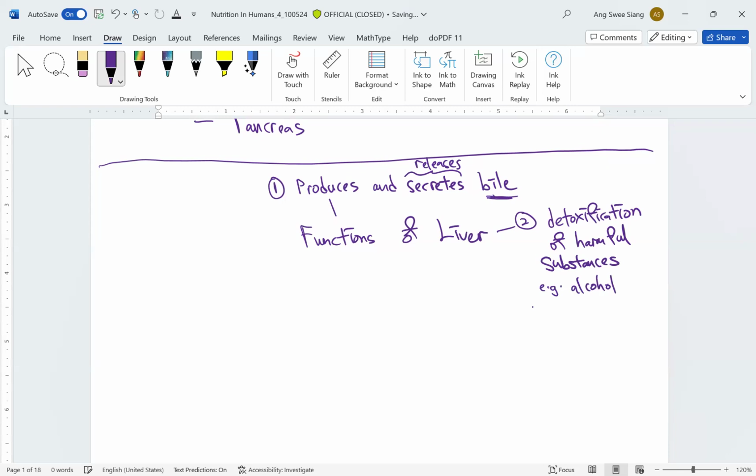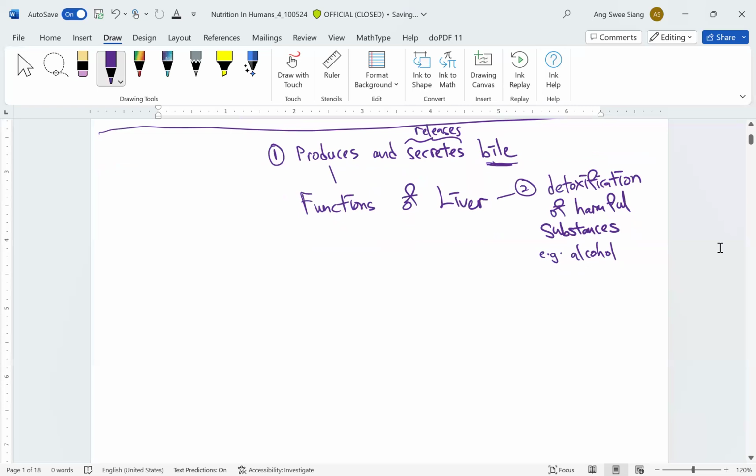Examples of alcohol, if you have learned organic chemistry in chemistry, you should know that there are many types of alcohol. Usually humans, we only drink one of them because the side effects of the other alcohols are too much for the human body to handle. So usually the alcohol that we drink is ethanol. Most of the time in biology, we'll be looking at ethanol. So detoxification of harmful substances into harmless substances.